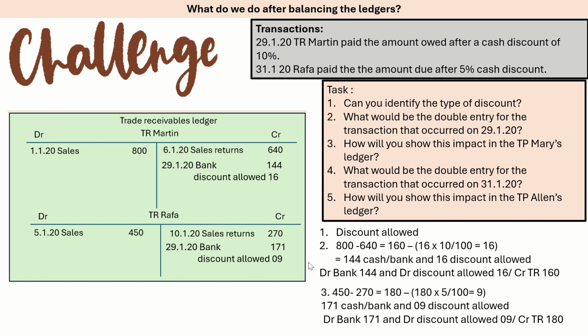So as you can see here, 180 is the due of Rafa's. So you provide 5% discount allowed, which gives you 9. So 180 take away 9 should give 171.